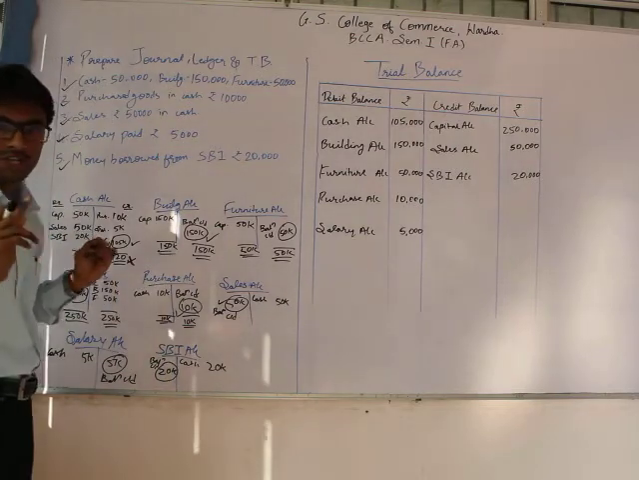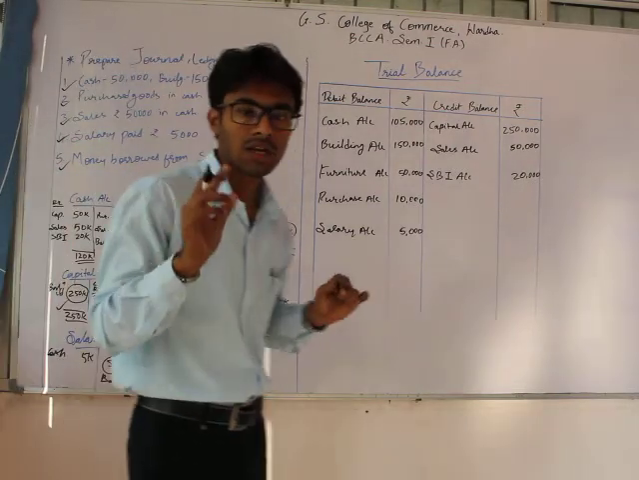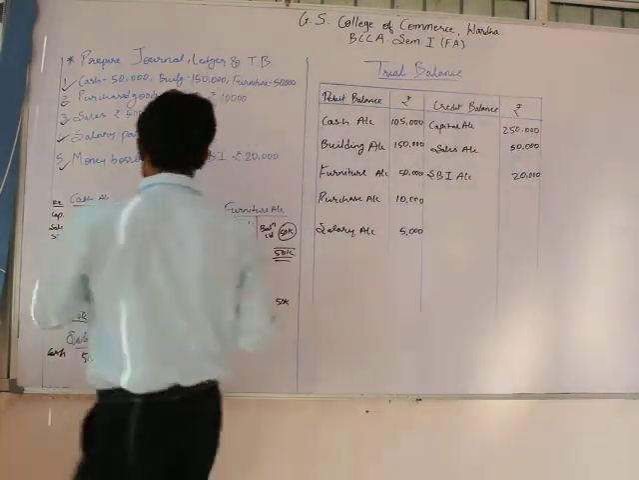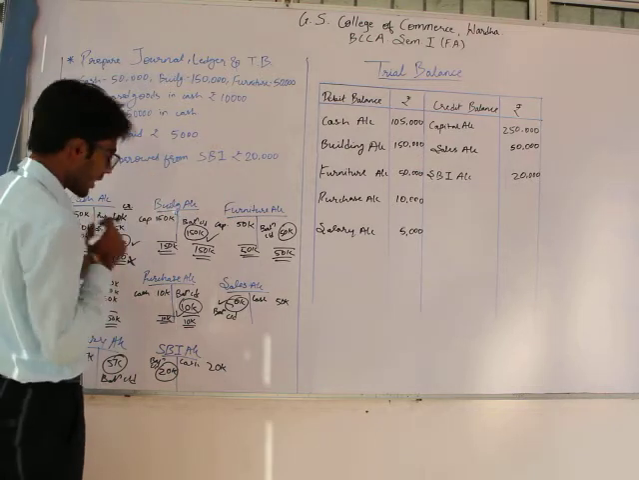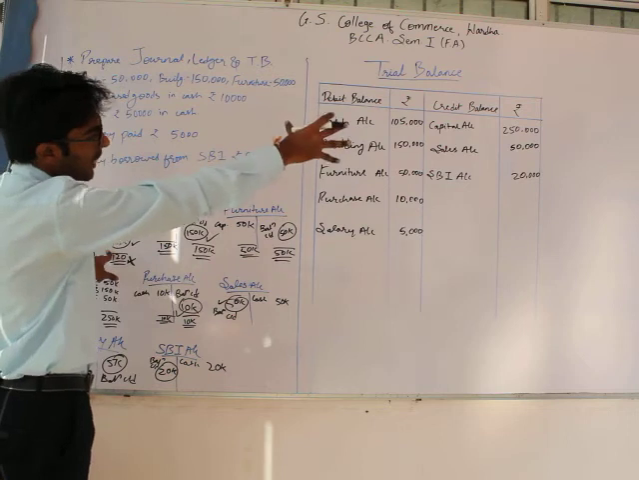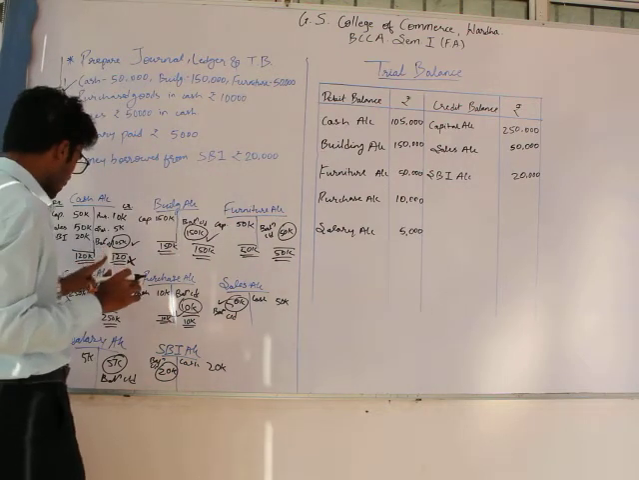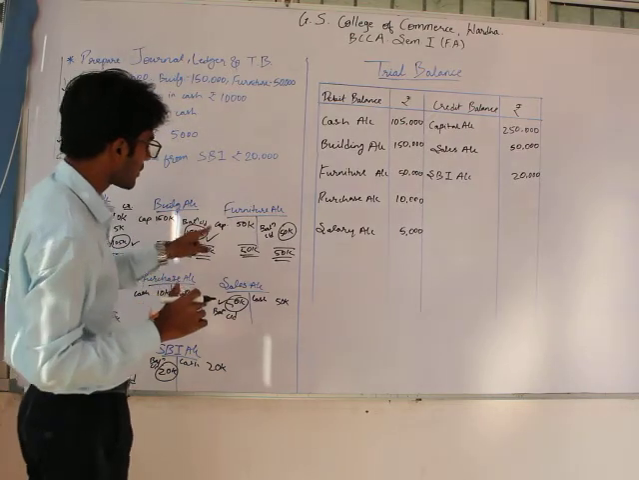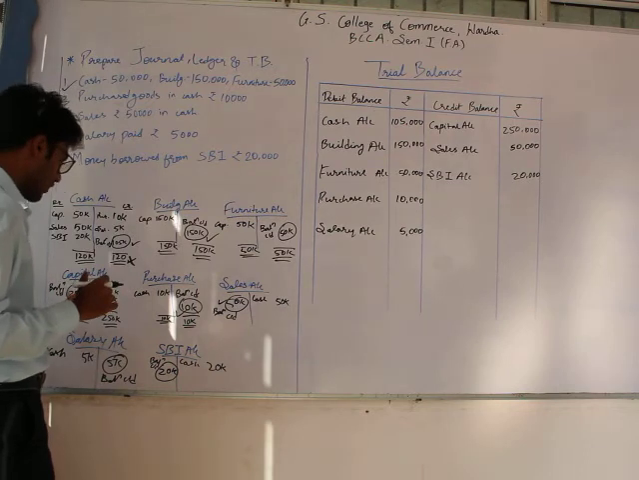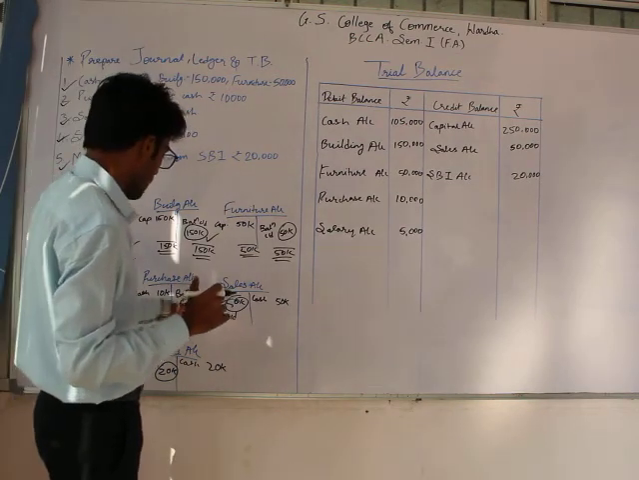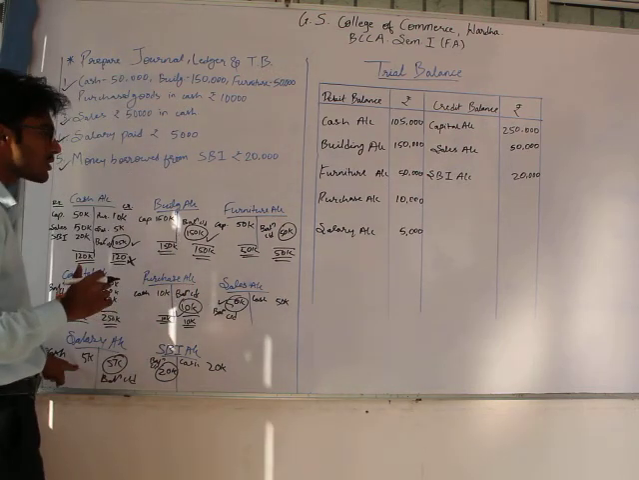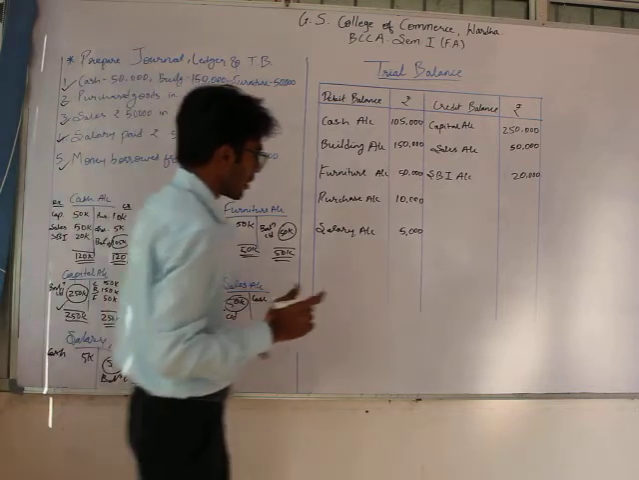Now we will first check whether we have posted everything properly. Cash is 1,05,000. See, I am reading out this figure, you focus on the trial balance. Cash account is 1,05,000. Building 1,50,000. Furniture 50,000. Capital 2,50,000. Purchase 10,000. Sales 50,000. Salary 5,000, and SBI rupees 20,000. Now we will be balancing it.